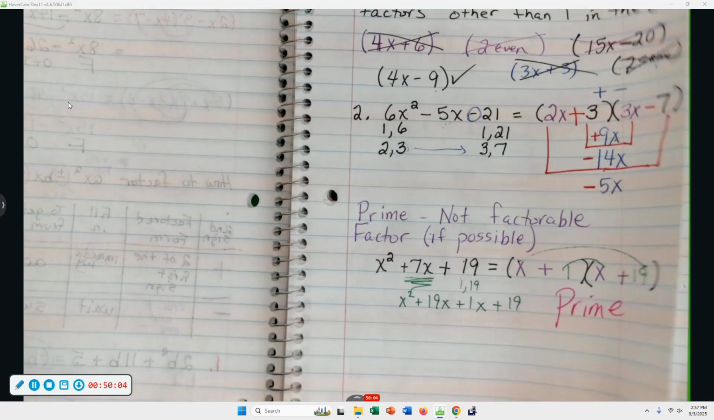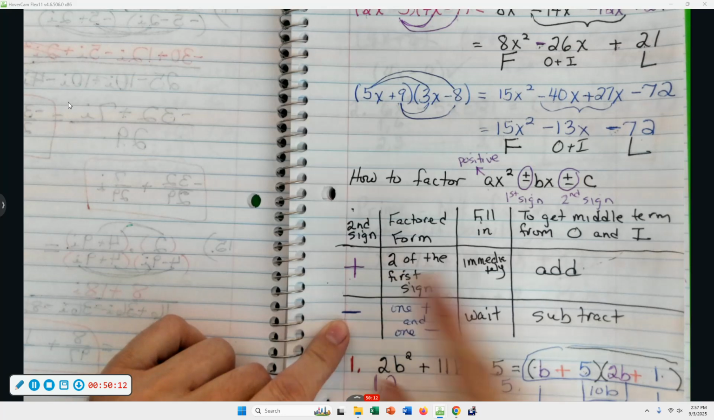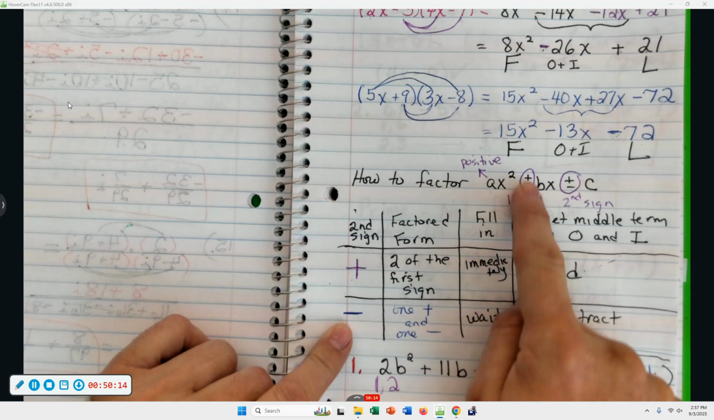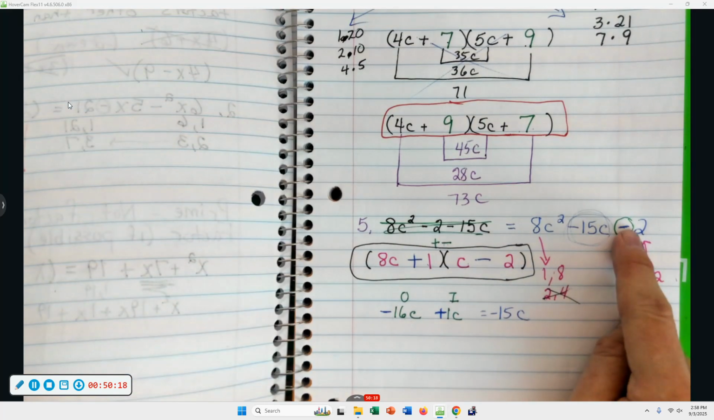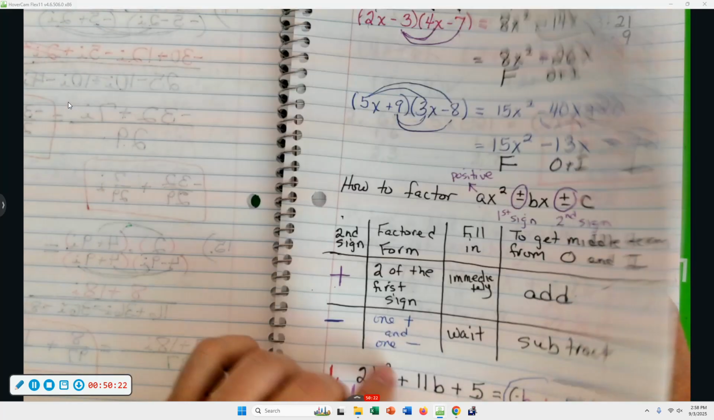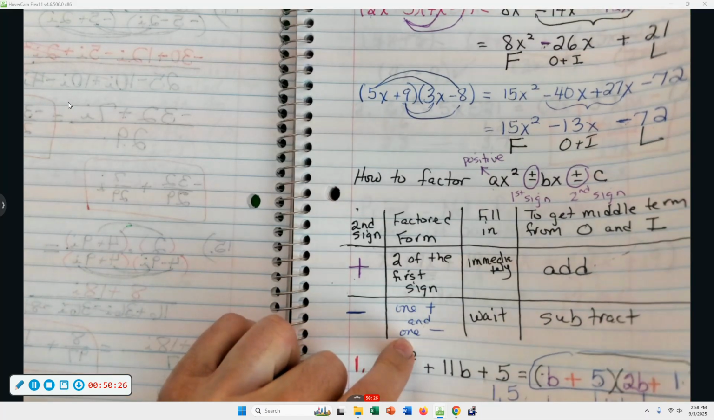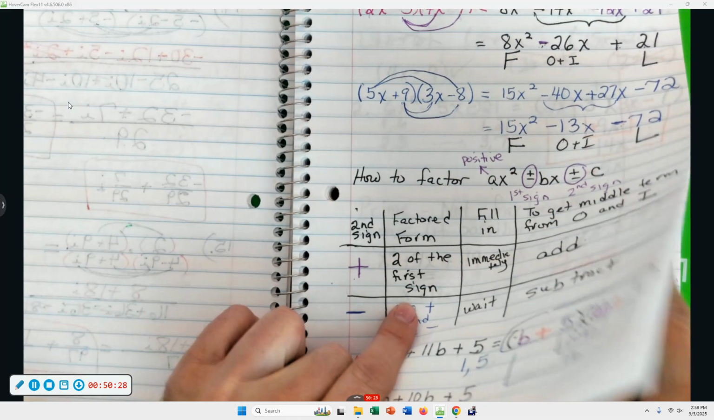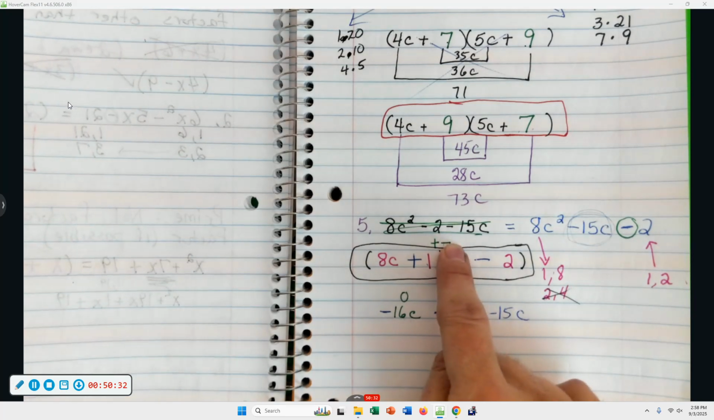Okay. The plus and minus. If the second sign is plus, that's when you just put two of the first sign. Remember what I'm talking about? The first sign, the second sign. So on this one, the second sign was minus, not a plus. So if the second sign is minus, one plus and one minus. So that's why I made a note, one plus and one minus.